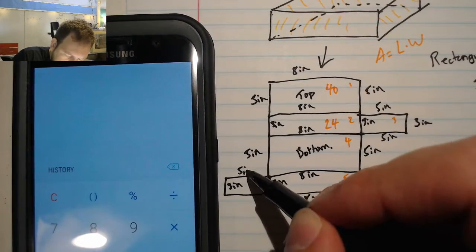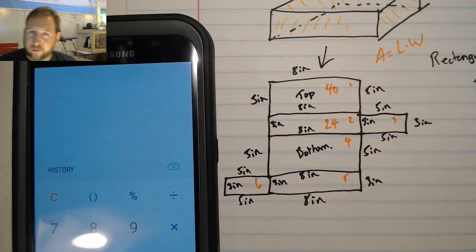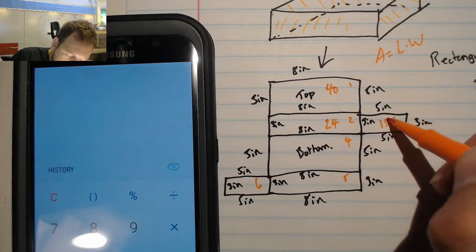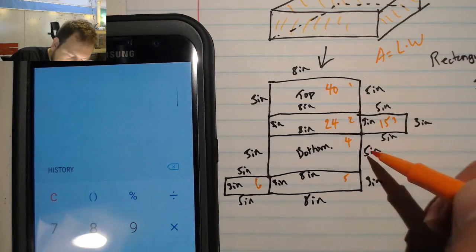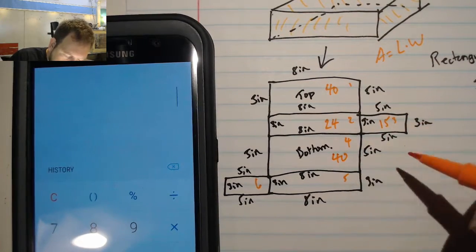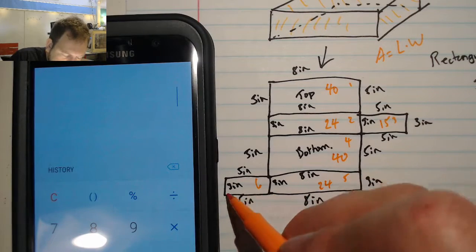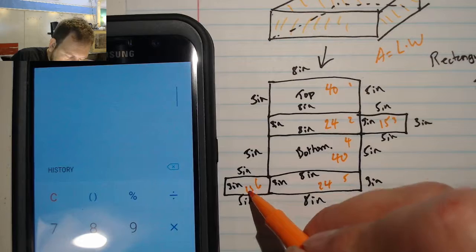Same with this. If I were to fold it up, it must be the same. 5 times 3 is 15. Here I have 8 times 5 again, which is going to be 40. Here I have 3 times 8, which is 24 again. And here I have 5 times 3, which is 15.